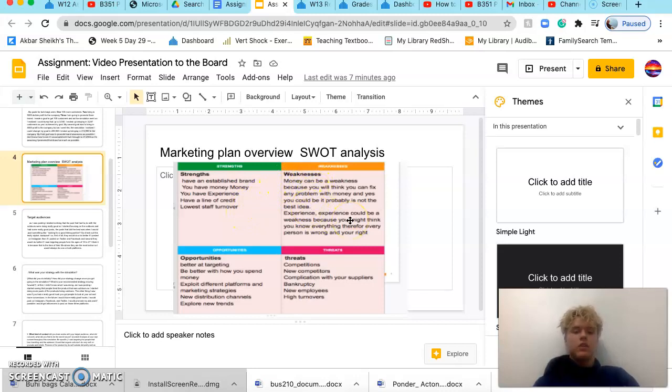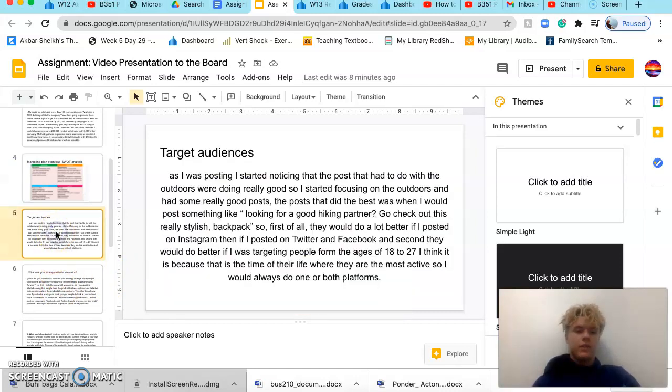You might think you can solve any problem with money. If you just spend more money, you can solve the problem, when in reality, that's not the best option. And experience. You might think you know everything, therefore you're right and everyone else is wrong. Opportunities: you can get better at targeting, you can get better with your money, you can exploit different platforms and different marketing strategies. Some threats can be competition, new competitors, bankruptcy, new employees, stuff like that.